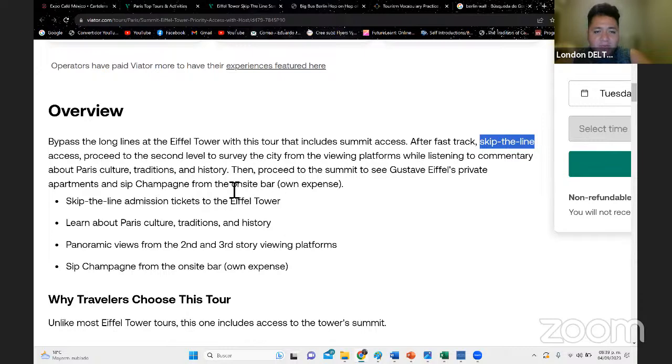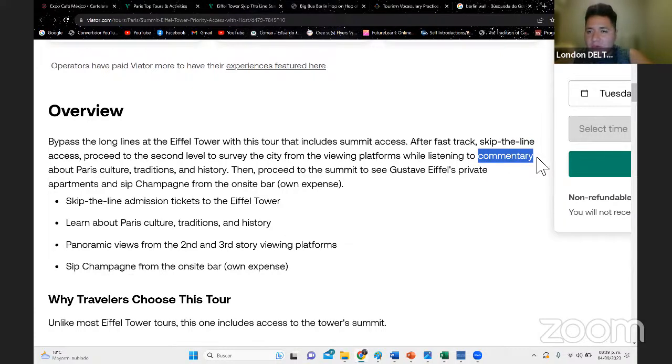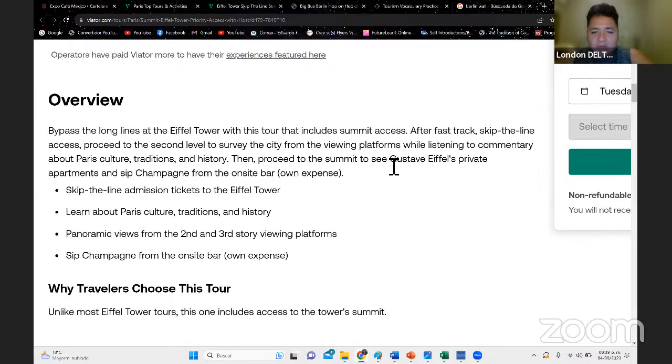Proceed to second level to survey the city from viewing platforms while listening to commentary. El commentary es como comentario, pero en realidad es simplemente como explicación, como turística de un guía. En este caso, pues es como una grabación que te explica about Paris, culture, traditions, and history. To the summit to see Gustav Eiffel's private apartments and sip champagne from the on-site bar. Ok, entonces te van a llevar aquí al apartamento privado de Gustav Eiffel, el que hizo la torre Eiffel.